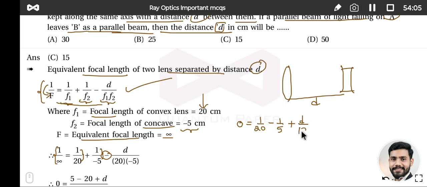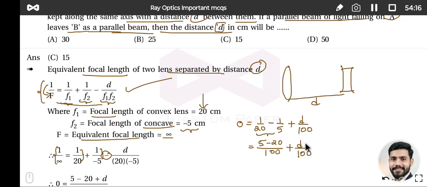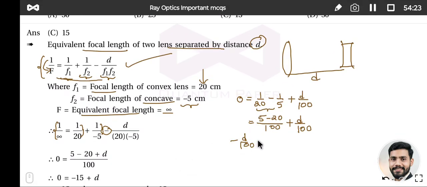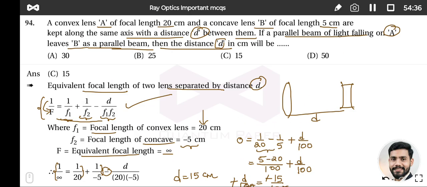Okay, so if we do the cross multiplication here, we will get (5 - 20)/100 + d/100. If we take this d/100 to that side, it becomes -d/100 is equal to, on this side, -15/100. So this 100 will get cancelled, the minus sign will get cancelled, so the value of d is nothing but 15 centimeter. So the distance between the two lenses is 15 centimeter, and the correct option is C.